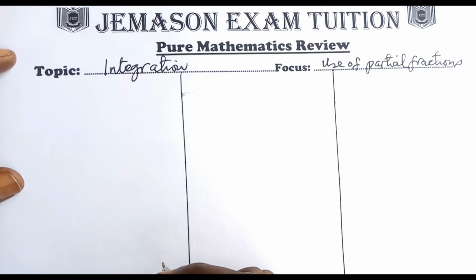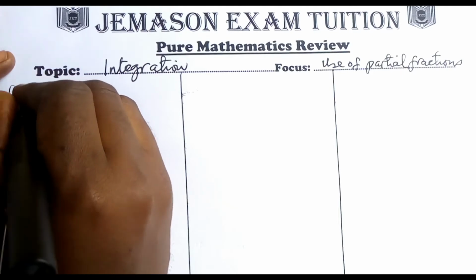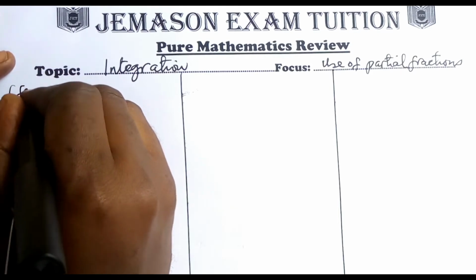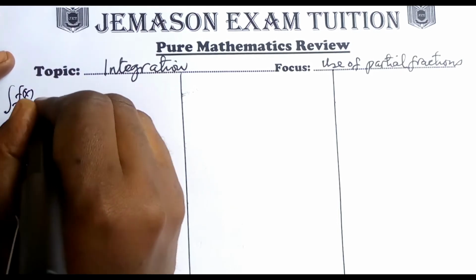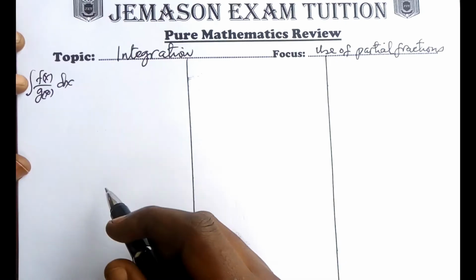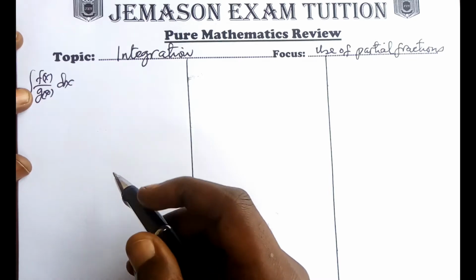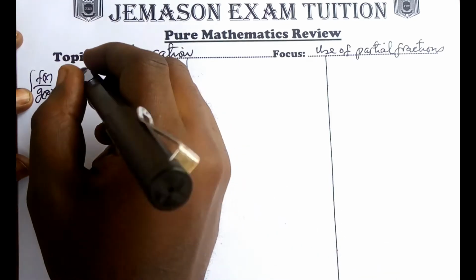In this session, we focus on use of partial fractions in integration. If you come across an integral where the integrand is a rational function, f of x over g of x, made up of polynomials at both the numerator and the denominator, then you are likely going to use partial fractions, but you have to be very careful.